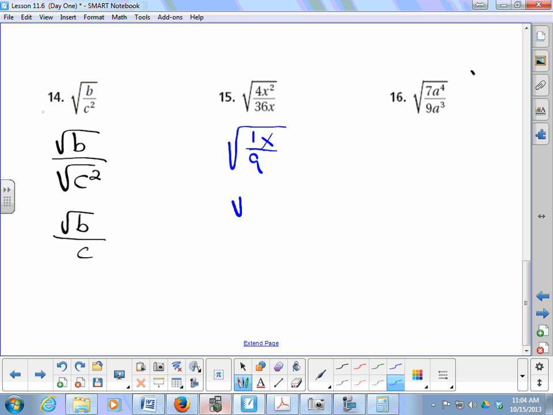Okay, so now I'll use the quotient rule. Pull them apart, the 2 separate radicals then. Is there a square root of x? No, because it's to the first power. Okay. Is there a square root of 9? Okay, so we get the square root of x over 3. So the biggest thing is simplify the fraction first. Okay? If you do that, you're good to go.